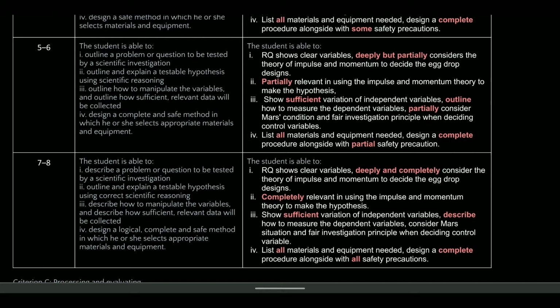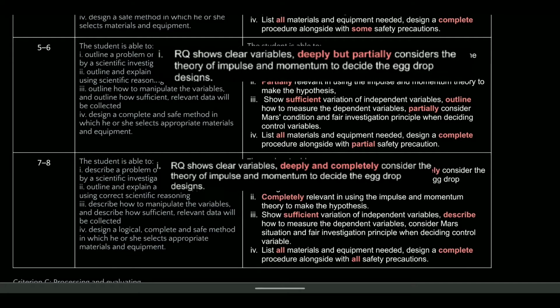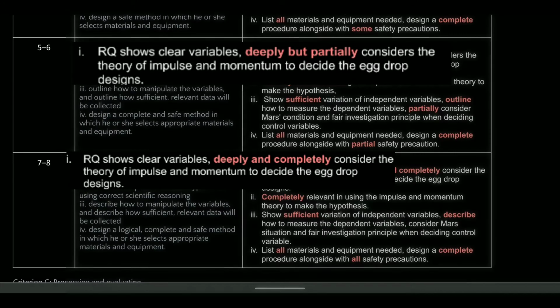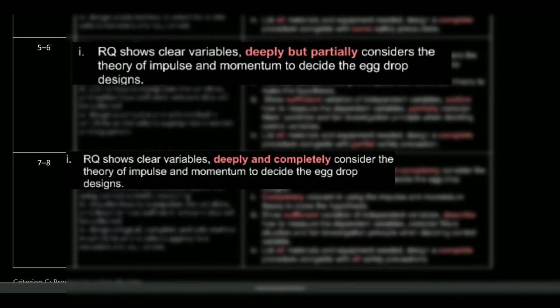Now let's compare the clarifications at different levels of achievement. Here you can see there are 2 different levels of achievement, 5 to 6 and 7 to 8. We are going to focus on B1 only. As you can see, the sentences are very similar except for one part: completely and partially consider the theory of impulse and momentum.